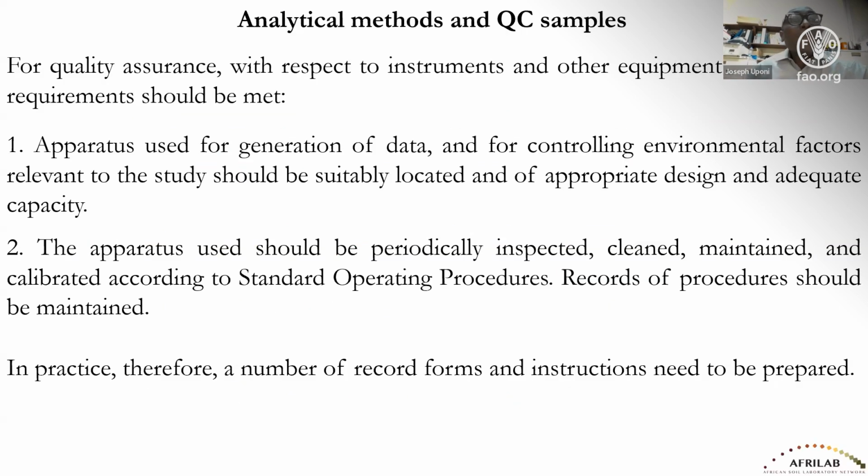Now, for the analytical methods for quality assurance with respect to instruments and other equipment, the following requirements should be met. Apparatus used for generation of data and for controlling the environment should be suitably located and appropriate to meet the requirement. The apparatus should be periodically inspected, cleaned, and calibrated according to the standard operating procedures, and records maintained. I want to emphasize this because oftentimes we do our internal calibration of equipment and maintenance, but we need certified instrument calibrators to come and verify that our equipment are working. Let me just take, for example, the UV visible spectrophotometer.